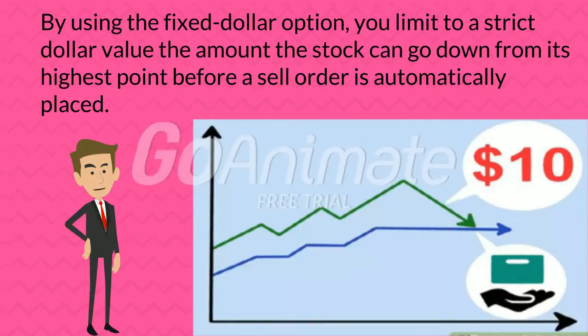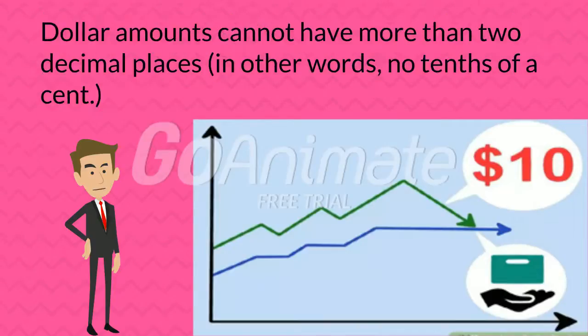By using the fixed dollar option, you limit to a strict dollar value the amount the stock can go down from its highest point before a sell order is automatically placed. Dollar amounts cannot have more than 2 decimal places, in other words, no tenths of a cent.